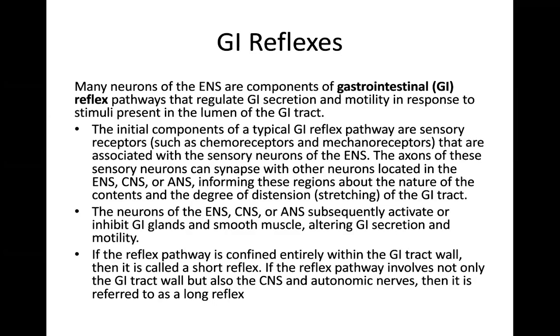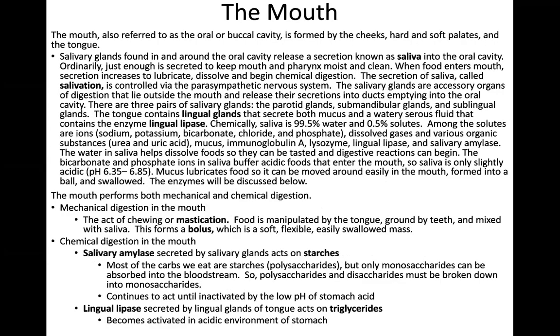Neurons of our ENS, CNS, or ANS subsequently activate or inhibit GI glands and smooth muscle, which alters the secretion of those organs and the ability of them to contract and move. If a reflex pathway is confined entirely within our GI tract wall, we call it a short reflex. If it involves not only the GI tract wall, but also the CNS and autonomic nerves, we call it a long reflex. I could get into a lot more detail about reflexes when it comes to the digestive system, but I just wanted to introduce that there are some, and I'm not going to go into more detail than that.